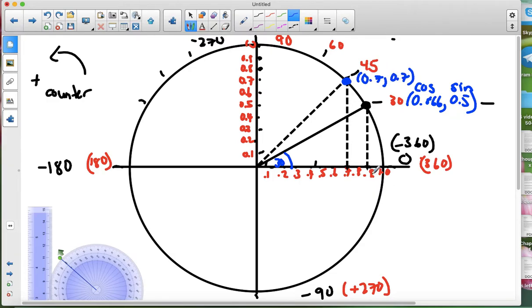Now, if you go on your calculator and you hit cosine of 45, you're going to get 0.7. And if you do sine of 45, you're going to get 0.7. Now, let's do the 60.